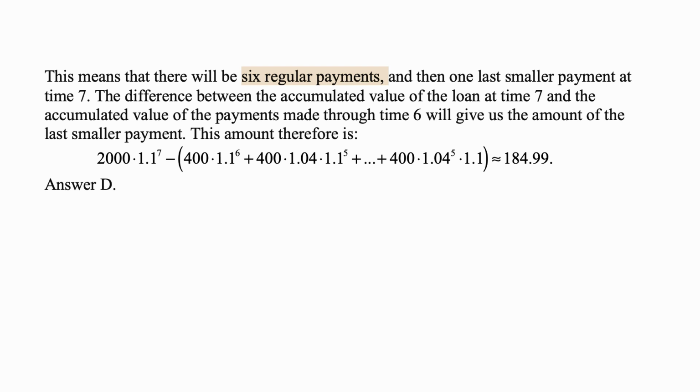And you can find this as a partial sum of a geometric series, or you can just calculate these because it's actually a relatively small number, 6 numbers. So whatever way you calculate it, this is approximately 184.99. That will be that last smaller payment. That's answer D.